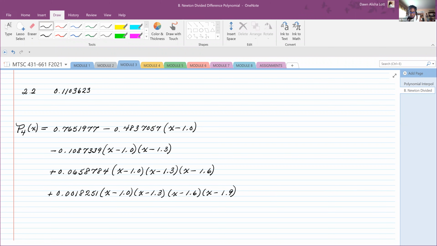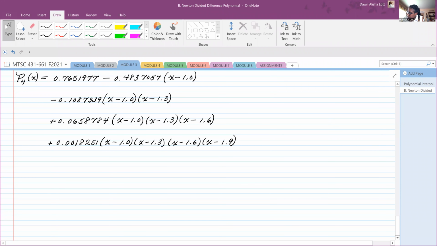Okay. Any questions? Okay. This one is actually rather difficult to implement, so I'm going to go through it. I'll start the implementation.